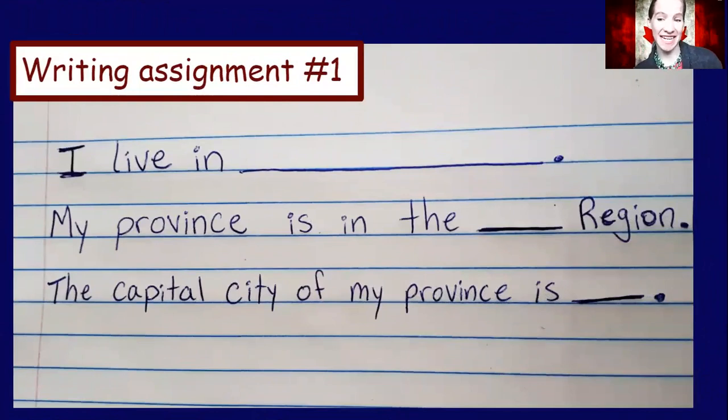Your first writing assignment is, get a notebook and a pen and write, I live in, and then the province you live in. For me, I live in Saskatchewan. Don't forget the period. My province is in the Prairie Provinces region. The capital city of my province is Regina.